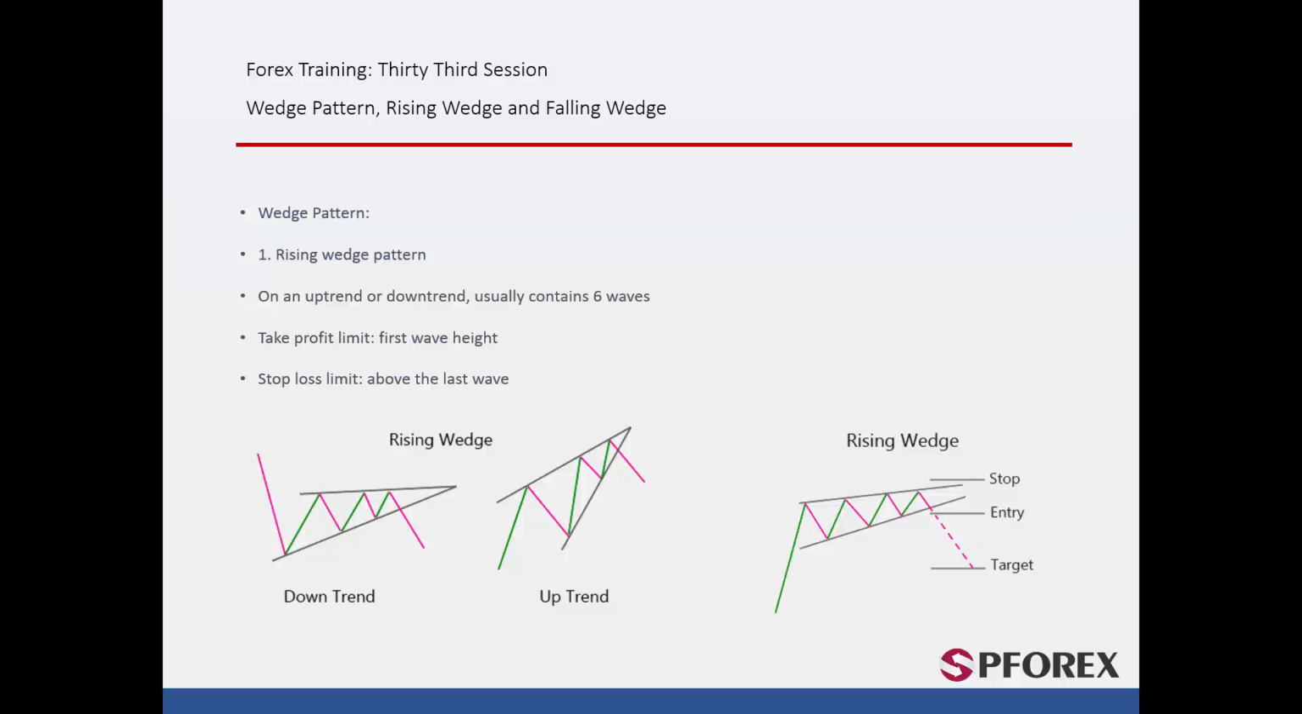be a reversal pattern. The distance between the peak and the valley of the first wave could be our TP amount below the breakout point. The distance between the peak and the valley of the last wave should be our SL amount above the breakout or entry price.